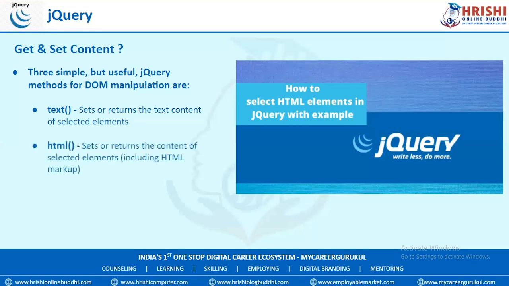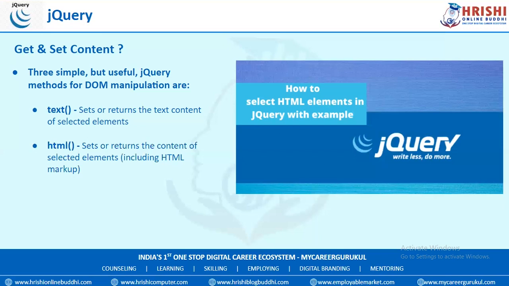Next comes the html method, which sets or returns the content of the selected element. Here as well, we can set HTML elements, for example if you want to set a bold tag, or give a break tag inside one sentence, we can do that with the help of the html method. Or else, if you want to find out what HTML content we have used inside a paragraph tag, we can just use the html method.